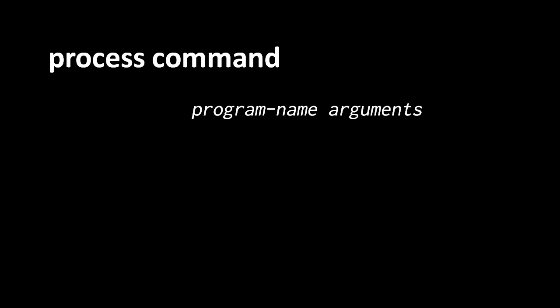A process command is written by specifying the name of a program, and then after one or more spaces, we put a list of arguments. And the arguments, as we'll see, are not separated by commas, they're just separated by spaces. So, for example, a process command might read ls space hyphen la space bin. This is first the program name ls, followed by two arguments, the first hyphen la, the second bin.